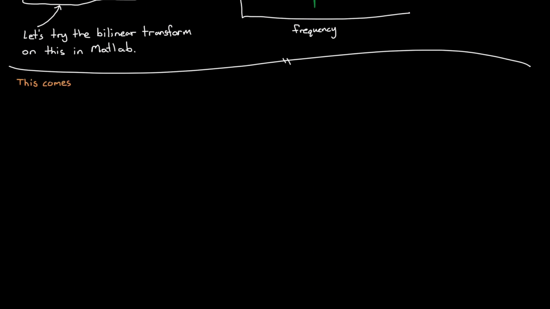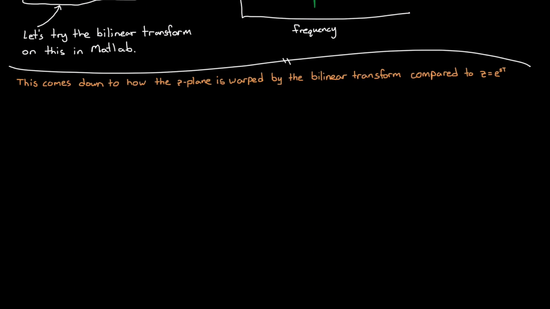Well, this shift in frequency comes down to how the Z-plane is warped by the bilinear transform differently than z equals e to the sT, which is the true definition of z. So it should be clear that you can't just blindly apply the bilinear transform to any function with any sample time and get a good match in the Z domain. So what's going on here?